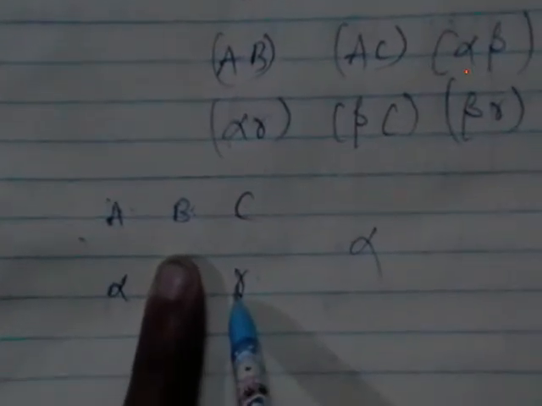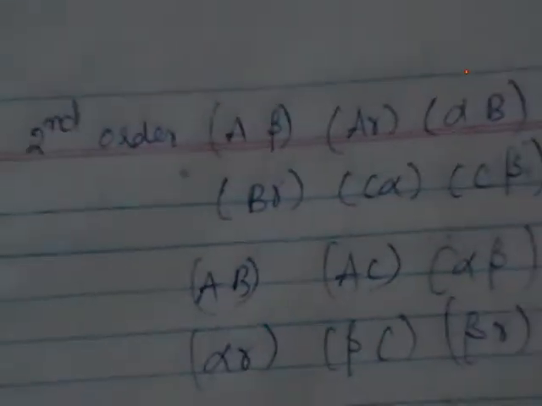Okay, A beta, A gamma. Then coming to B, if you come with B, you won't get beta. Okay, then you will write alpha B, B gamma. If you go with C, close this C, you will get C alpha, C beta. And what else you will get row wise? AB, AC, alpha beta, alpha gamma. Again I repeat, for second order frequencies for 3 attributes, you write AB, AC, alpha beta, beta gamma here.